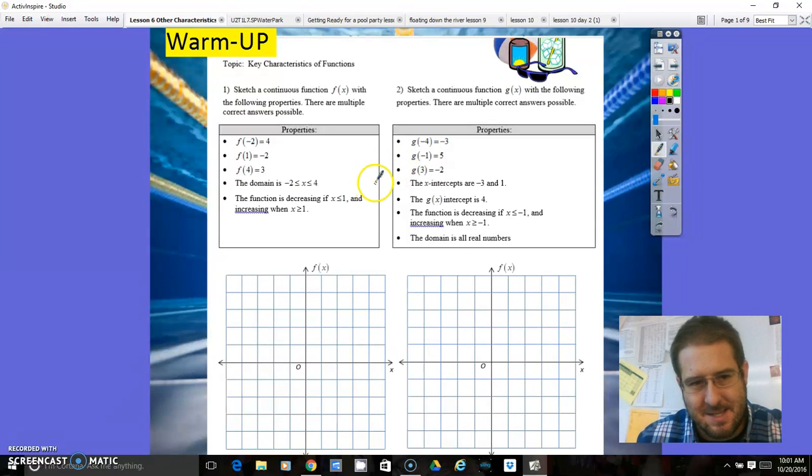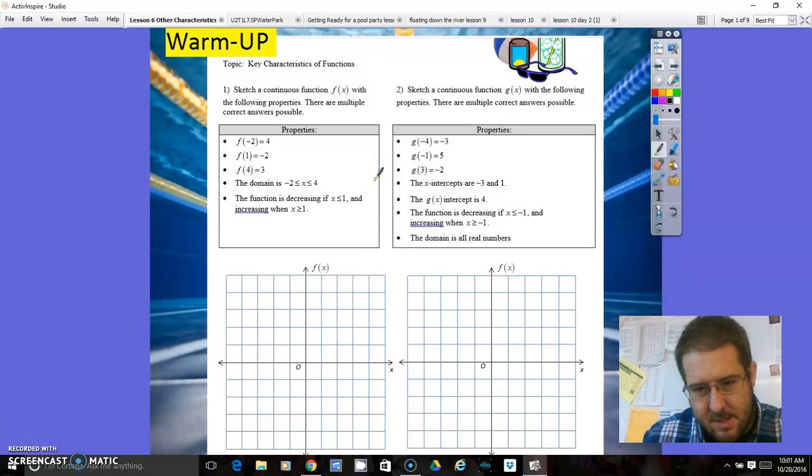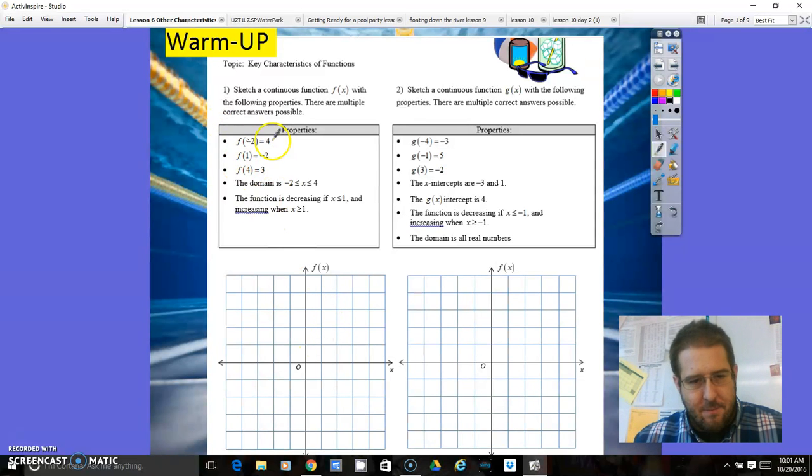All right, welcome. This is lesson 6 of Unit 2, Topic 1. I'm going to make 2 videos for this lesson because we did this on 2 different days, which means I'm only going to do the very first one, because that's the only one we did on the first day. They're giving you characteristics of functions. That's what today's lesson is about.